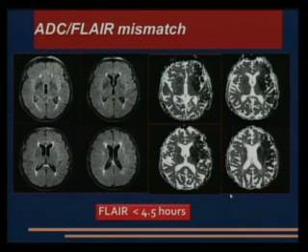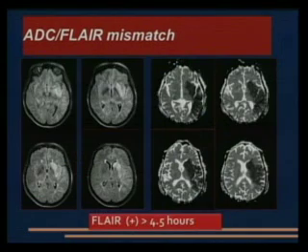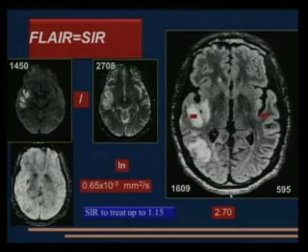In this case, you have the mismatch ADC and FLAIR. It's less than 4.5 hours. And in this, you have more than 4.5 hours. You see? So, sir, you can treat up to 1.15.